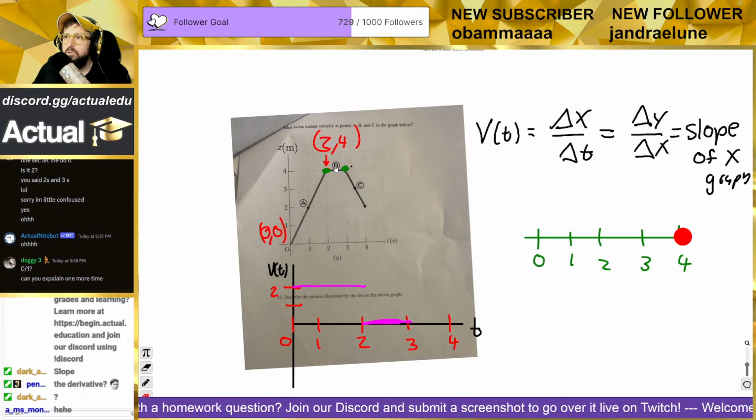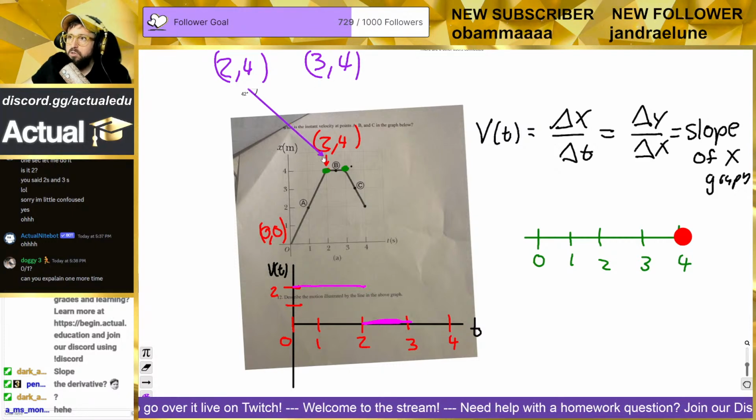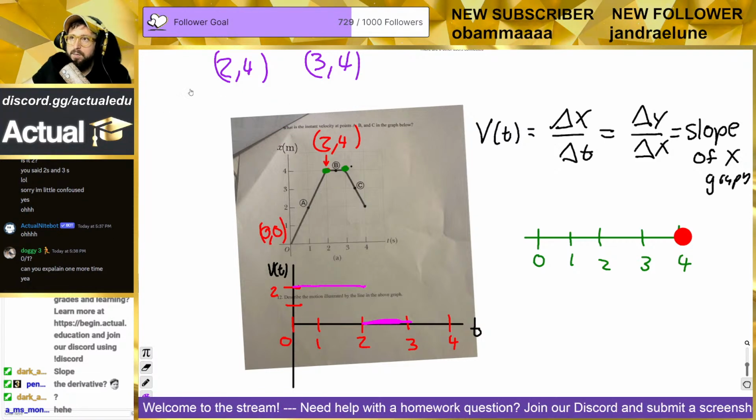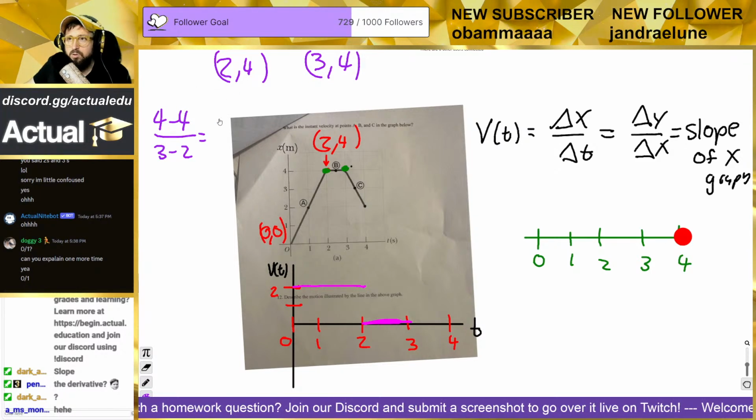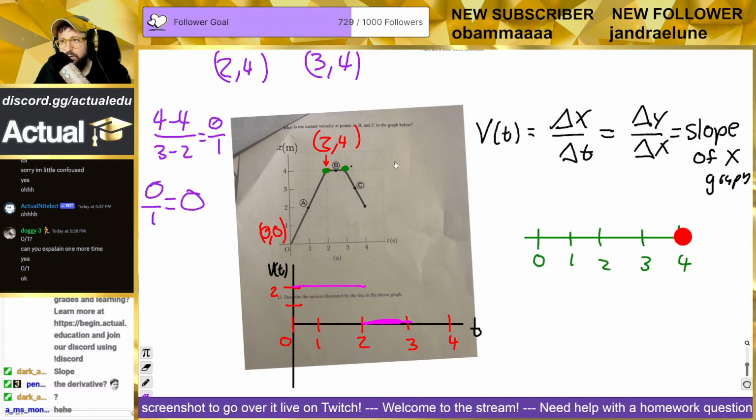Okay. So you figured out the slope here, right? We had 2 points. I had 2 comma 4, and I had 3 comma 4. That was the point here and the point here. When I figured out the slope of that, that was y minus y, so that's 4 minus 4 over x minus x. That's 3 minus 2. 0 over 1. 0 divided by anything, as long as it's not 0, is 0. So 0 over 1 is equal to 0, which means the slope is 0, okay?